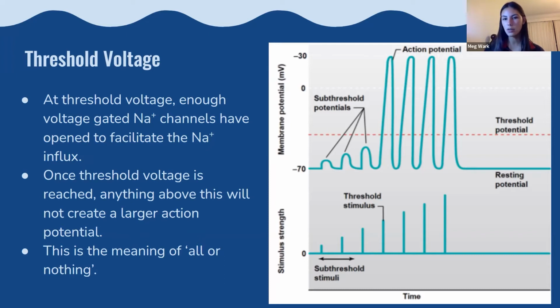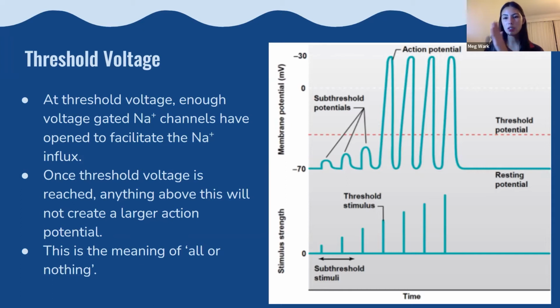So if you look at the graph, the little diagram to the right here, you can see in the top part, you've got your sub-threshold potentials. So these are graded potentials which have occurred, but they're not strong enough to reach threshold potential. So you're not going to have an action potential.